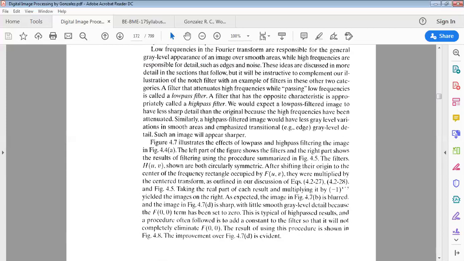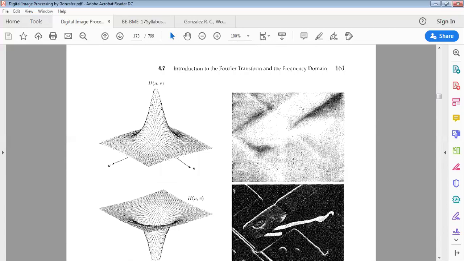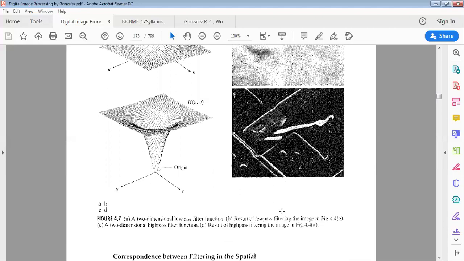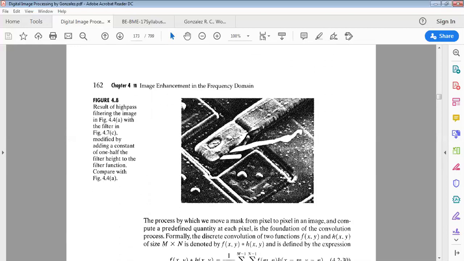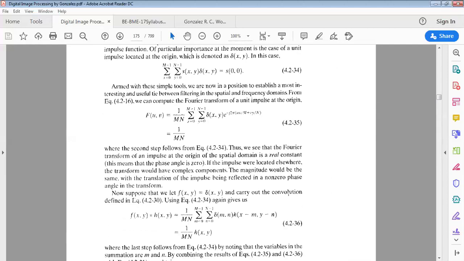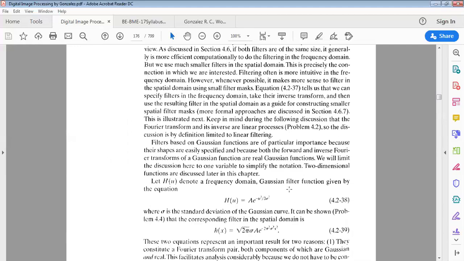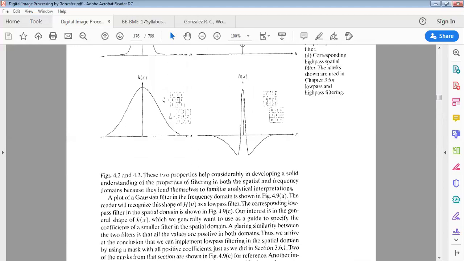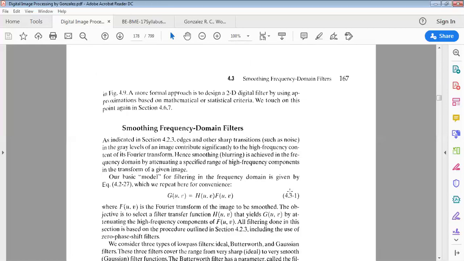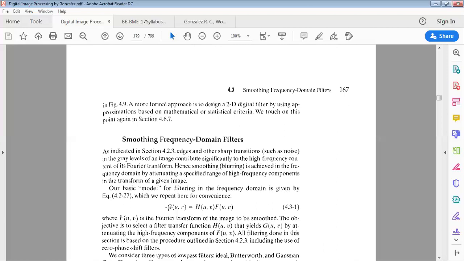Let us look at another image. This is the same scanning electron microscope image of a tungsten filament. This is a low pass filtered image, and you can see it is smoother, and this is the high pass filtered image, which is much sharper. In the next class, we will see the smoothing frequency domain filters.